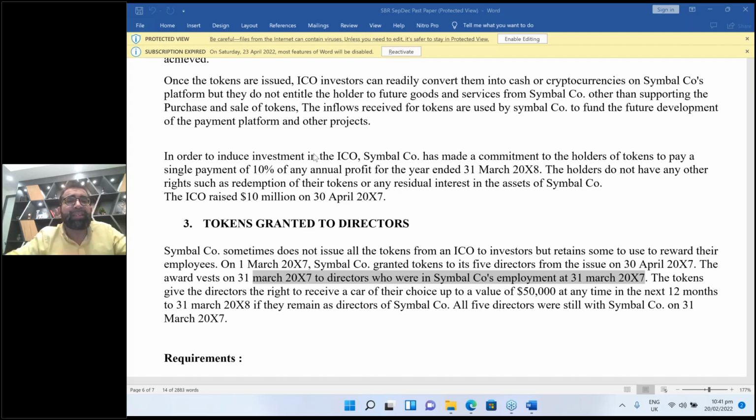Short-term benefits are those benefits which you have to provide within 12 months of the end of the reporting period. And how much liability will you book? There are 5 directors, and for one director the liability is 50,000. So 5 multiplied by 50,000, you have to book 250,000.